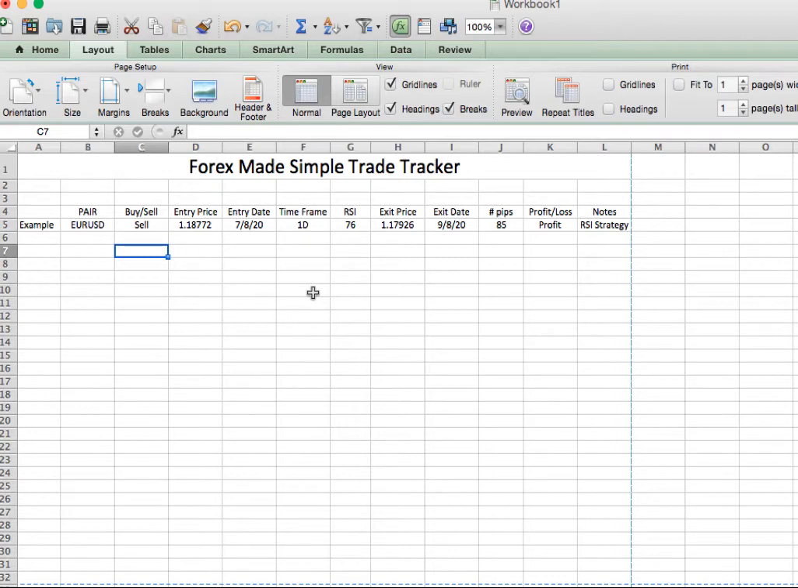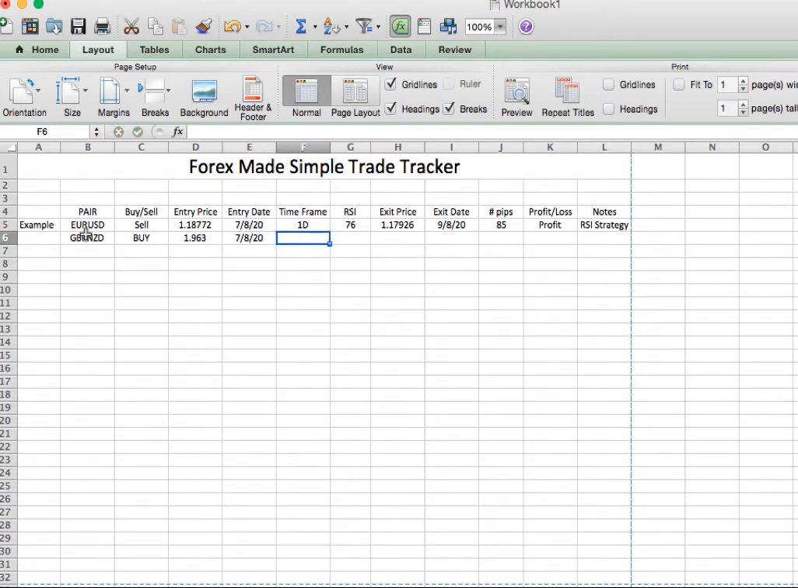I can give another example right now. I'm looking at another one, GBP NZD. I did a buy order on this one, and my entry price was 1.96300. Entry date was also on the 7th. I have a sell order waiting for this one as well.